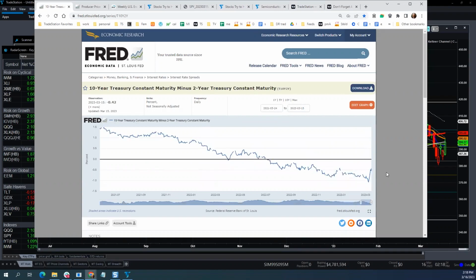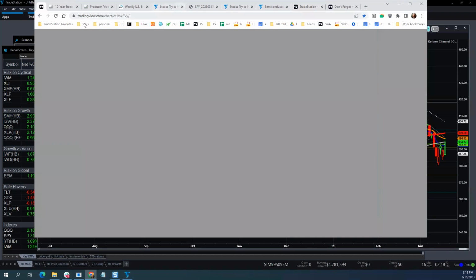So we've seen just crazy moves with bond yields and stuff. And the market now, I'm not saying the Fed's going to cut rates by July, but if we start to see the yields move in that direction, then they're going to move in that direction. So here's actually another TradingView chart that I use.